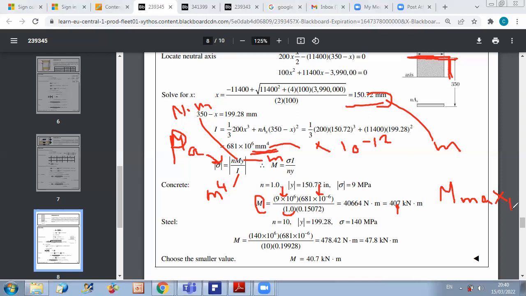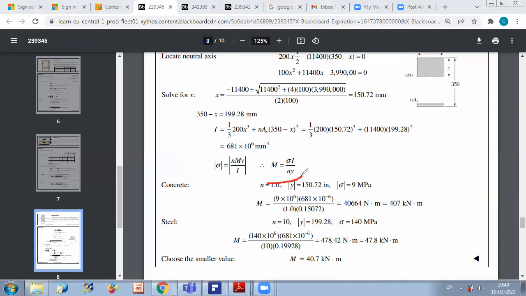So the next step is to find the maximum value of the bending moment that can be applied for steel. So if I apply now this formula for steel, they already gave me that the allowable stress for steel is relatively larger. You have 140 times 10 to the power 6 times I. Now, concerning I, it's the inertia of the modified section, same value used before. So we just have to multiply by 10 to the power minus 12 to convert to meter 4.